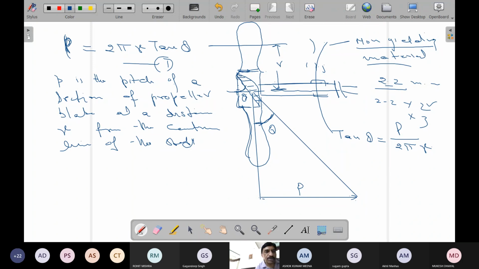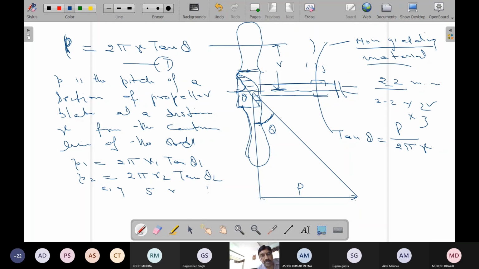So p is this. Let us say first reading, suppose there are 5 readings. So I will get p1 is equal to 2 pi R1 tangent theta 1. This is one reading. Similarly, you will get p2, which will be 2 pi R2 tangent theta 2. So like this, suppose I have 5 or 6, whatever there are. For example, 5 readings.